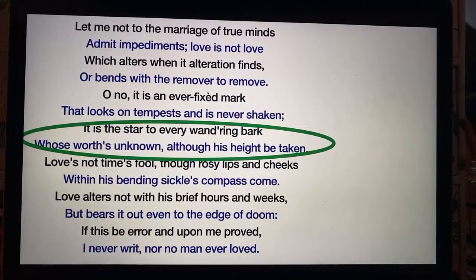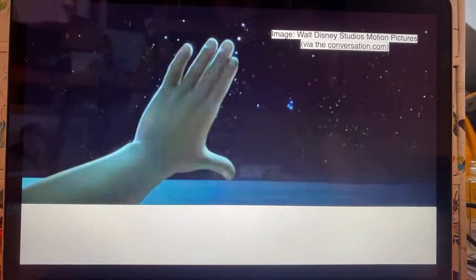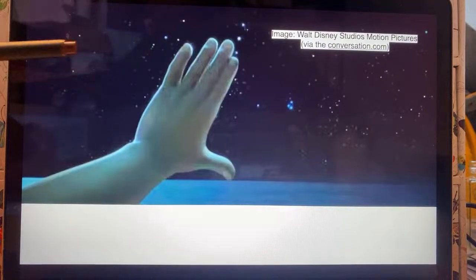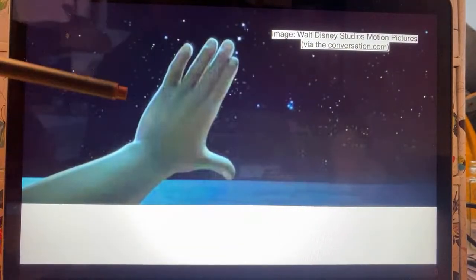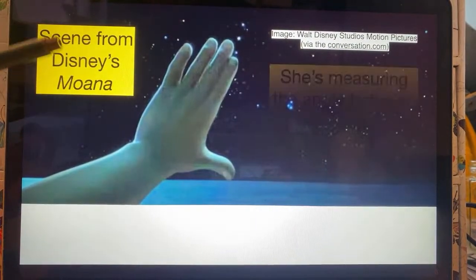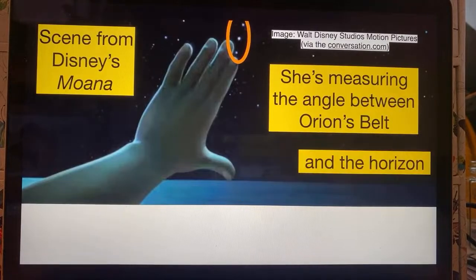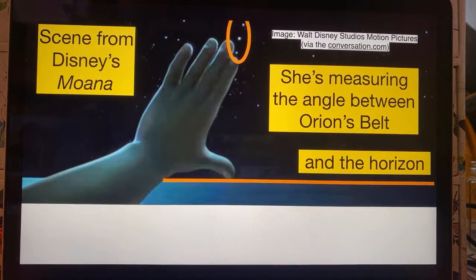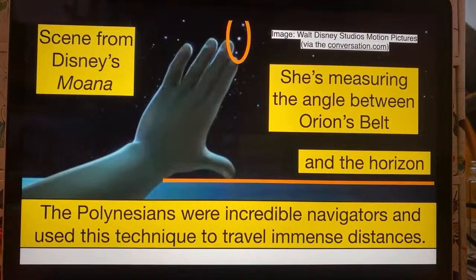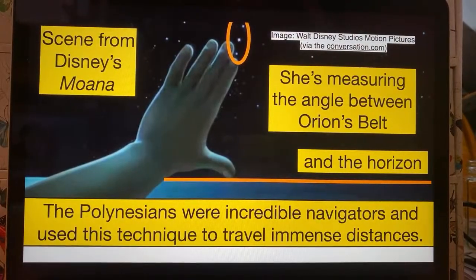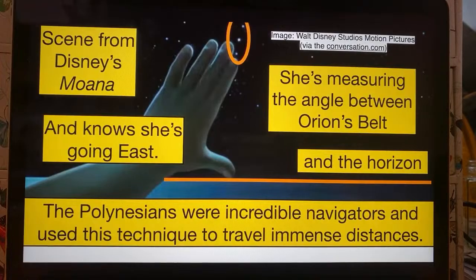Well, anyway, you've seen Moana, right? Of course you have. Who hasn't seen Moana? One of the best Disney films ever made, in my opinion. There's a scene in Moana where she measures the angle between Orion's belt, three stars in a row, and the horizon, the line where the sky meets the sea. This is because she is Polynesian, and the Polynesians were fantastic navigators. They were using this technique about 2,000 years ago, well before Shakespeare came along, to navigate on their ships.